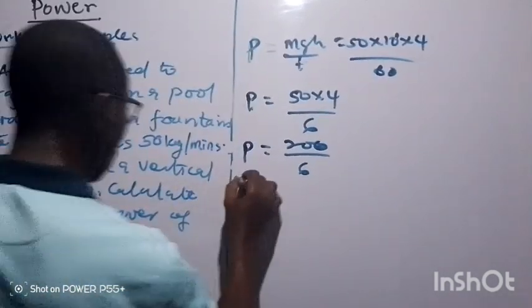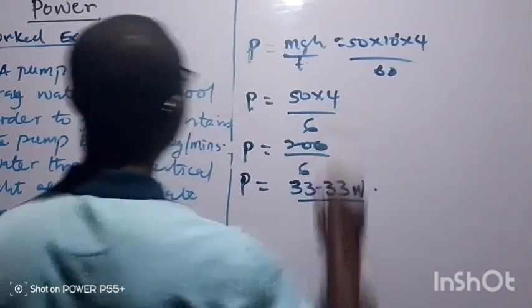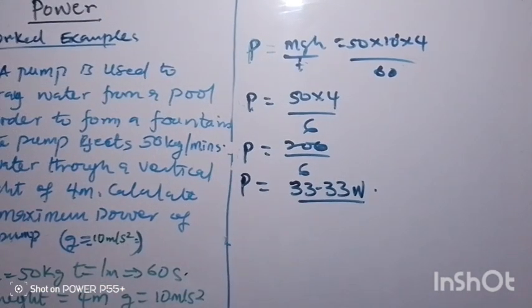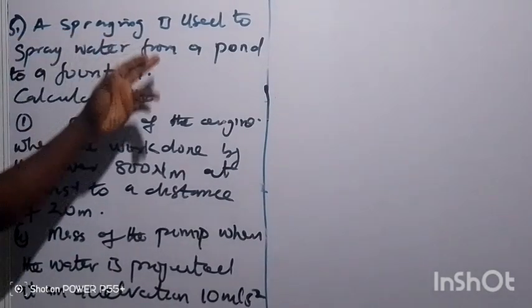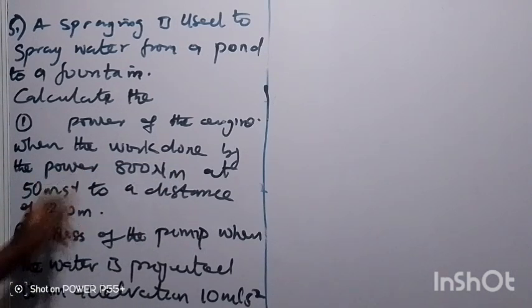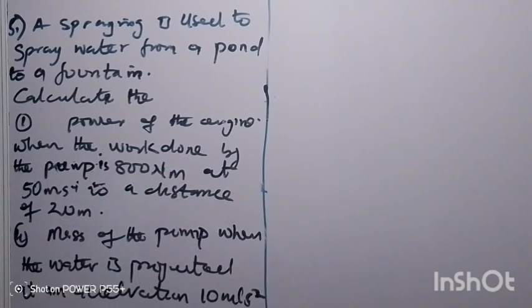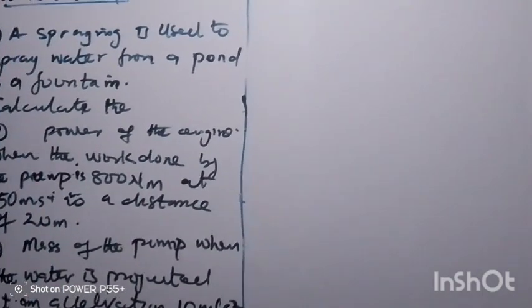So maximum power will be equal to 33.33 watts. That's for example 4. Let's take this one as example 5. A pump is used to spray water from a pond to a fountain. Calculate 1. Power of the engine when the work done by the pump is 800 Newton meter at 50 meter per second to a distance of 20 meter. 2. Mass of the pump when the water is projected at an acceleration of 10 meter per second squared. Now, let's tackle the first question.